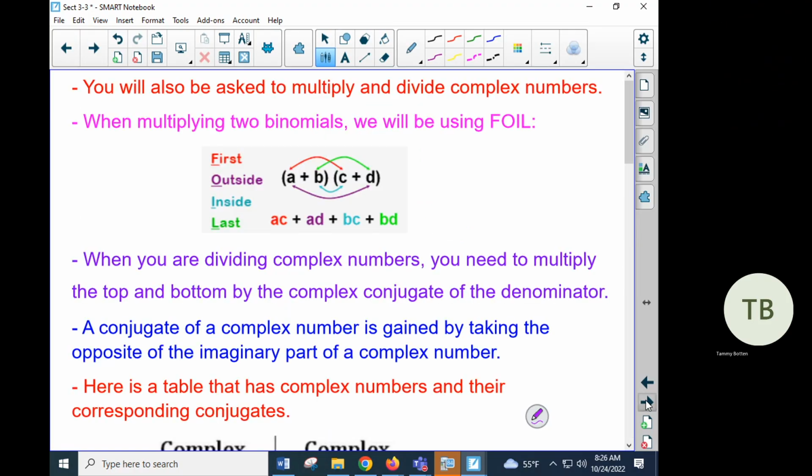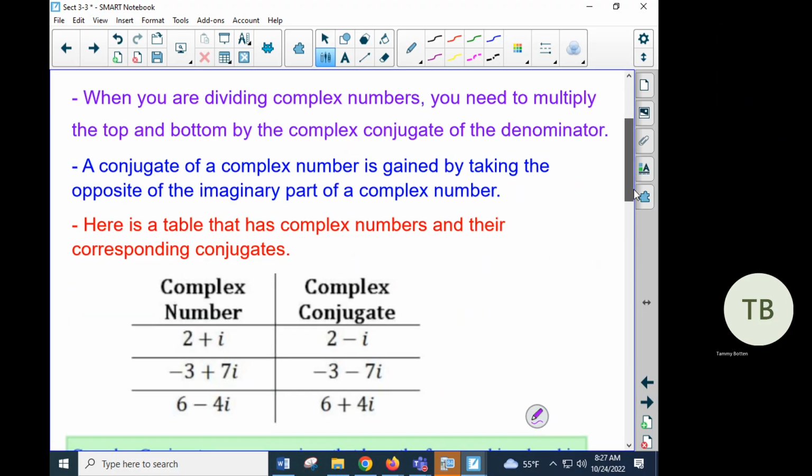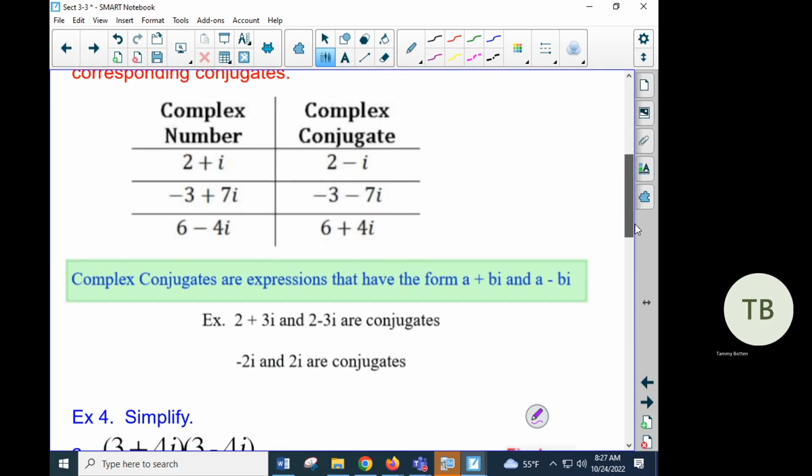Okay, now what we're going to do is we're going to be multiplying two complex numbers, and we're going to be using FOIL, where you first multiply the first in both of your parentheses. O is for outside, which is this purple. I is this bluish green, which is your inside two. And L is the last, which is this green. Okay, so we're going to do that.